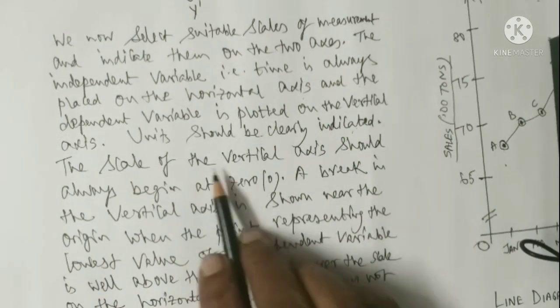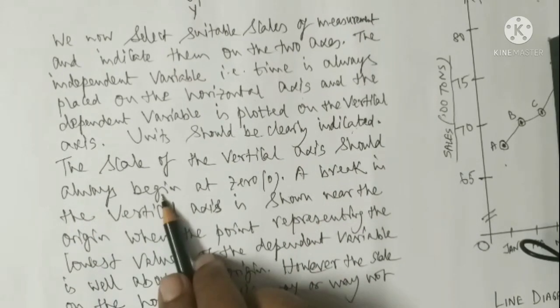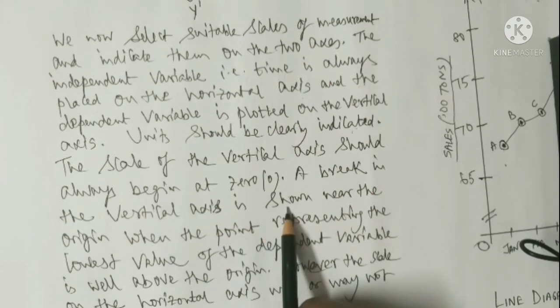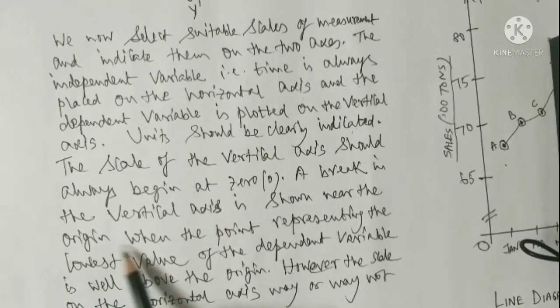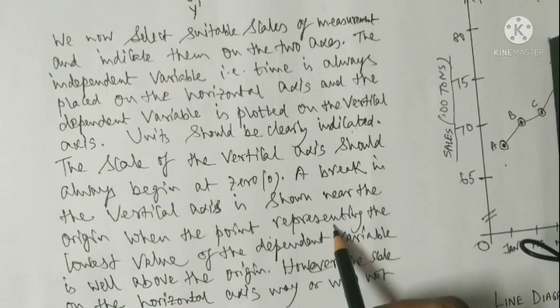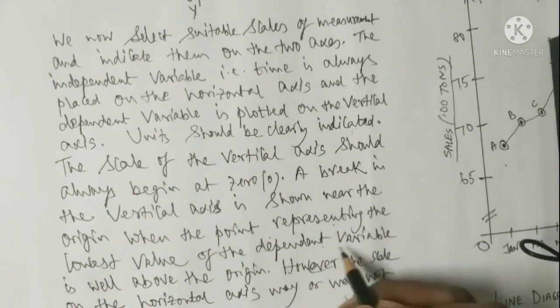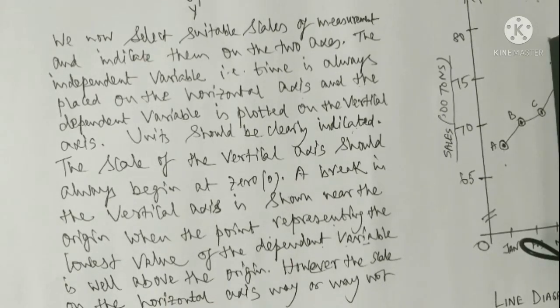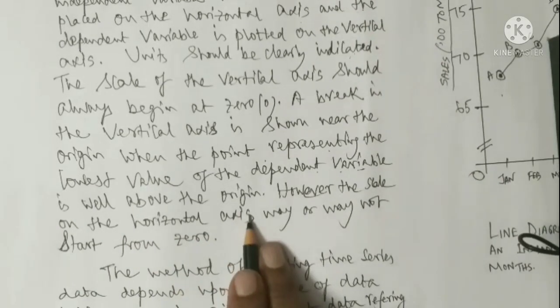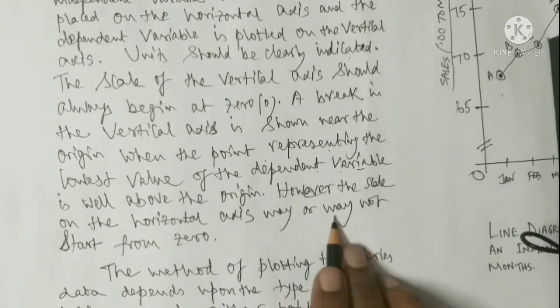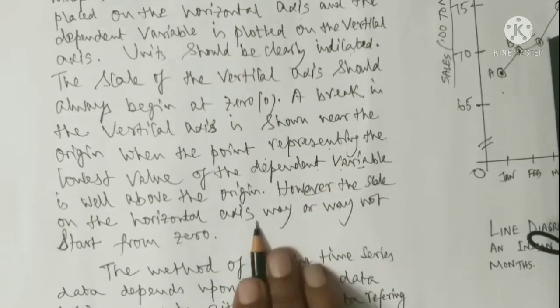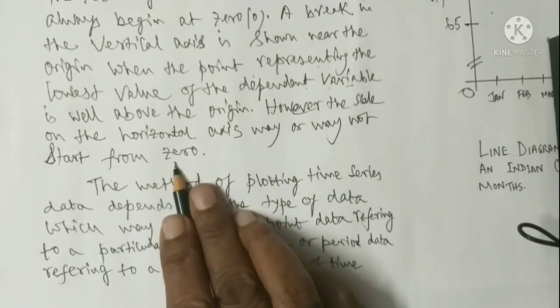The scale of the vertical axis should always begin at 0. A break in the vertical axis is shown near the origin when the point representing the lowest value of the dependent variable is well above the origin. However, the scale of the horizontal axis may or may not start from 0, mind it.